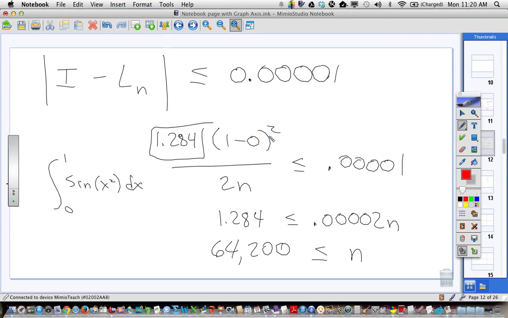Are we ever doing that sort of thing? Yeah, we're not going to do the Simpson's formula error bound. It exists and you can look it up. It's there.